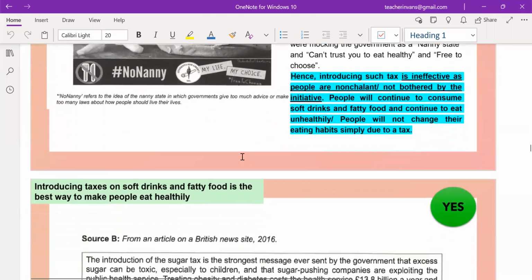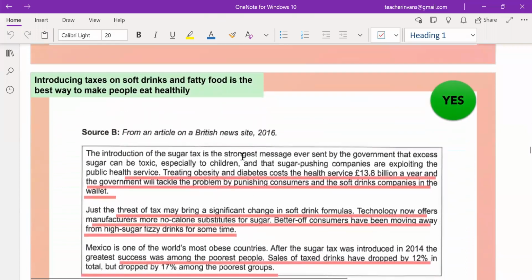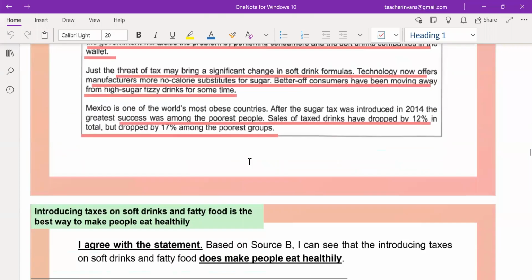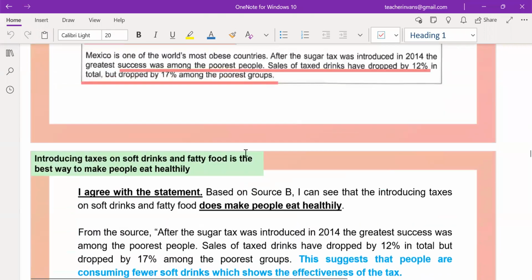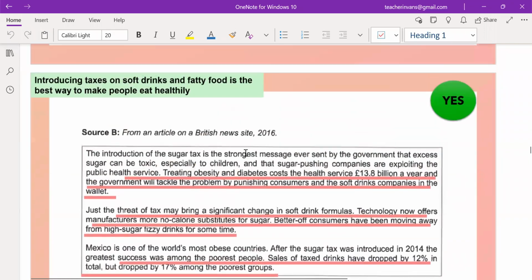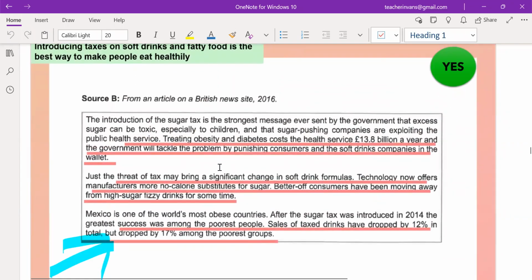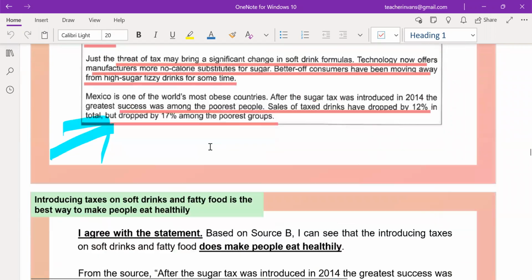For source B, whether or not people will eat healthily based on the tax, of course, what? All right. Remember the Mexico thing? Yeah, this shows very good success. In fact, it is so successful, especially in trying to change the habits of people who are very, very, very poor. Agree? Okay, so you agree.